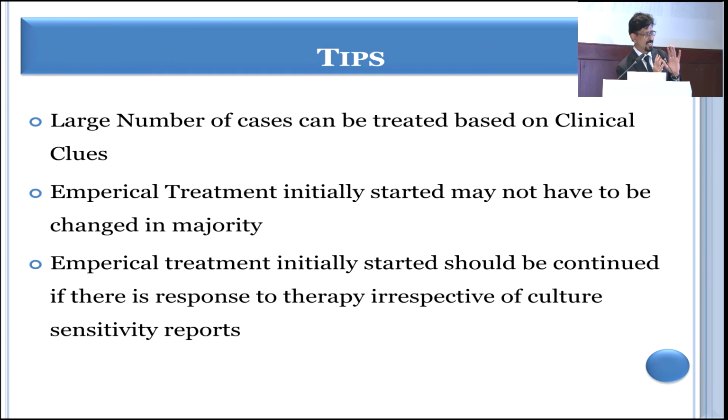So the basic idea is that a large number of cases can be treated based on the clinical clues that you get from the appearance of the ulcer and the history of the patient. Then you start empirical treatment, and studies have shown that in 75% of cases, if the diagnostic clues are suggestive, the empirical treatment is effective and you don't have to change the antibiotics.